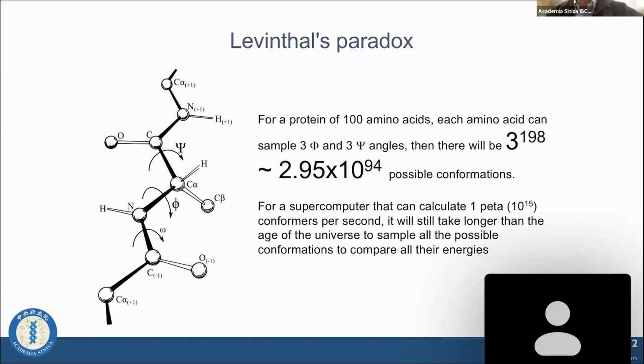This idea was coined by Levinthal in 1969. What he said is that protein folding is not a random process by random sampling. There must be some information encoded within the protein sequence to guide the folding process in an efficient way.